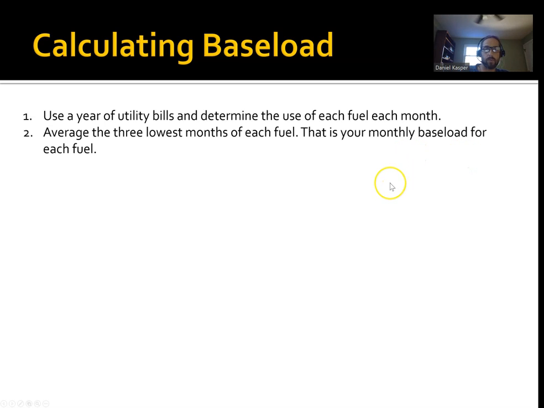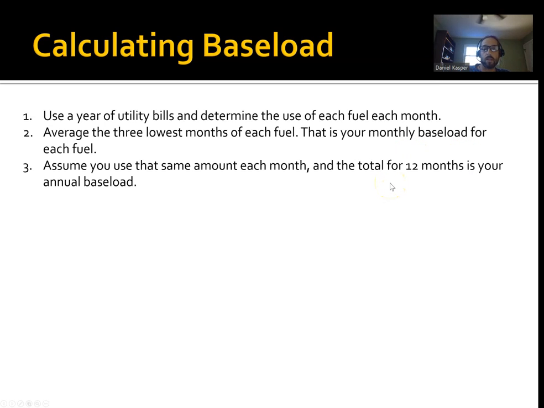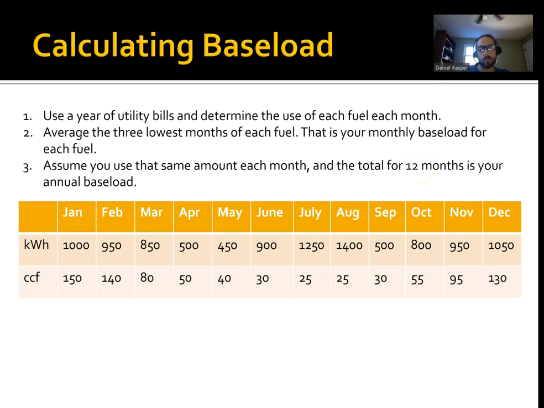I'll go over an example here in a minute. And then that's your monthly base load, so there's 12 months in a year, so you multiply times 12, and that's your annual base load. Okay? So let's do a quick example. So this is a year's worth of utility bills. We have electricity and natural gas, January through December. Okay? So let's think about how we calculate.